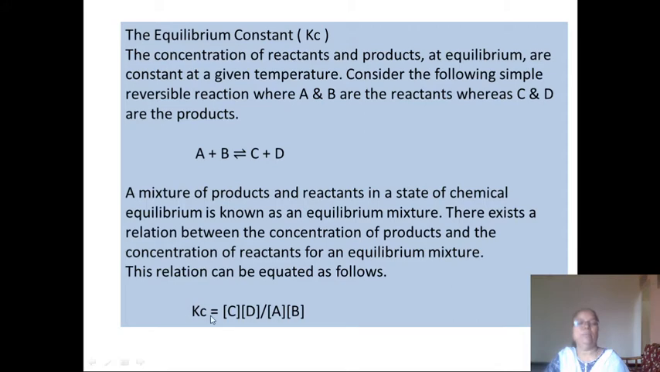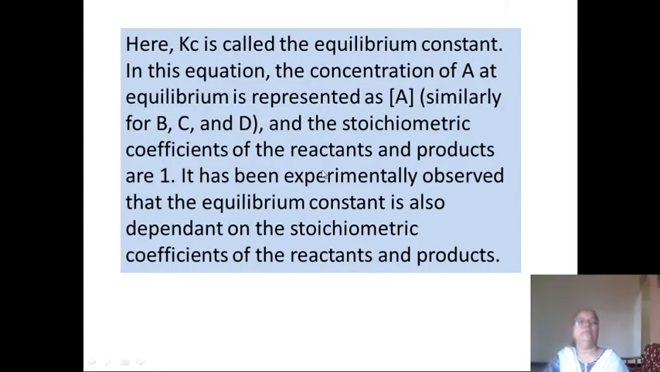That is, the equilibrium constant is the ratio of the concentration of products divided by the concentration of reactants, and it is always constant. Here Kc is called the equilibrium constant. In this equation, the concentration of A at equilibrium is represented in a square bracket as [A]. Similarly for B, C and D. And the stoichiometric coefficients of the reactants and products are unity, so we have not represented them here.